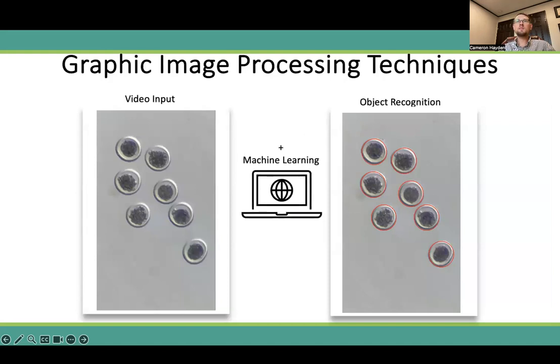On the left, we can see the traditional video input. When applied with the machine learning model and computer analysis, embryos were then identified and circled in red for further evaluation by the computer.